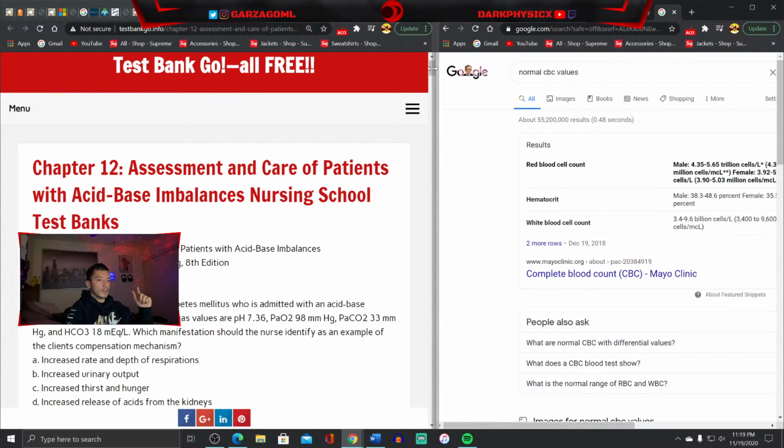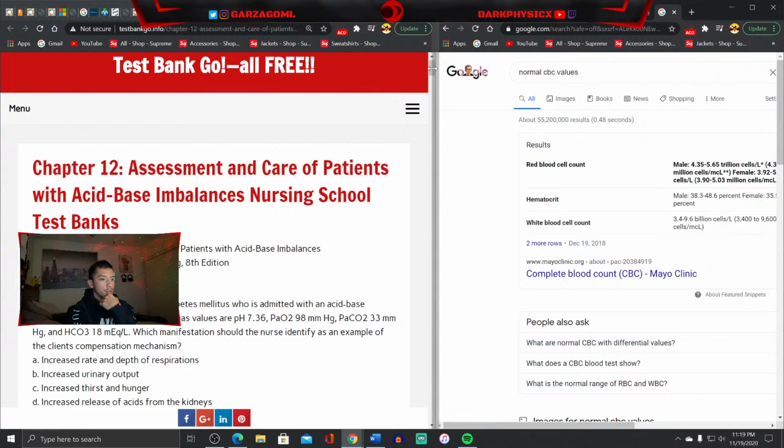PaCO2 is 33, so that's slightly basic, because normal is 35 to 45. If your CO2 is under 35, it's going to be basic. Then we have bicarb at 18. That's under the 22 to 26 normal, so this is definitely acidic. So what we have here is someone with a normal pH, with basic CO2 and acidic bicarb.